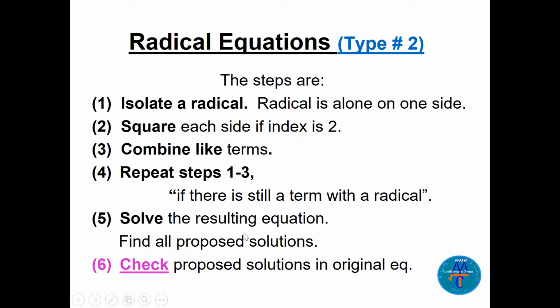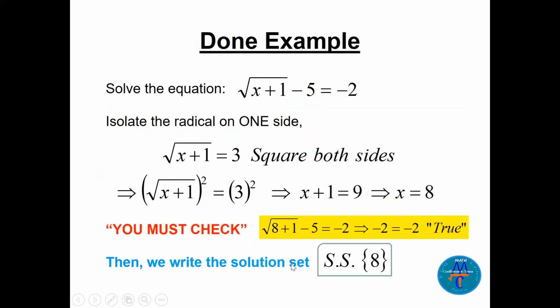until you find the solution. Now, if you have a square root, like the index is 2 or 4 even, you have to check your solution. Just a done example, very simple, easy before we start. Square root of x plus 1 and minus 5 is equal to minus 2.